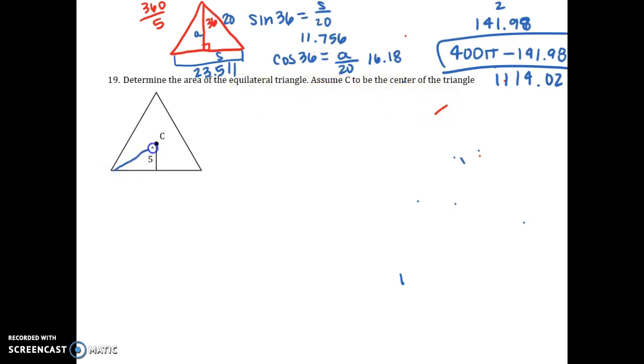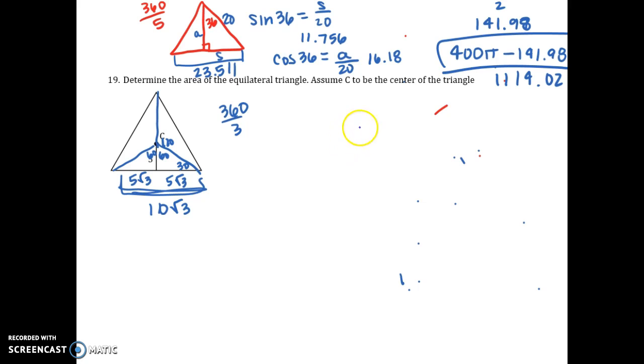And the final problem on the review, find the area of the equilateral triangle, assume C to be the center. So this is kind of an easy version of the previous one. There's a lot less work involved. Find your middle angle, 360 divided by 3, which is 120. Conveniently, when you got your apothem right there, it divides the 120 up into 60 and 60, so you have a 30, 60, 90 triangle. So that's 5 root 3, and that's 5 root 3. Then one side is 5 root 3 plus 5 root 3, which is 10 root 3.